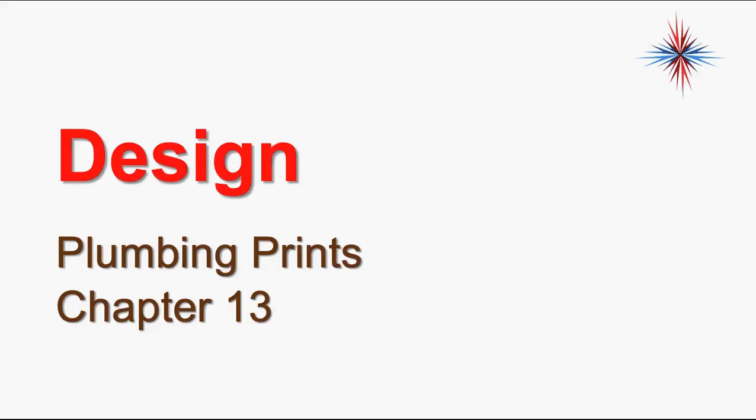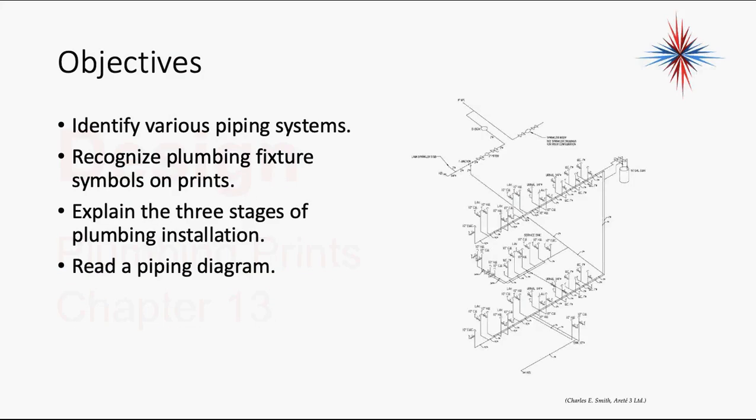Okay, so this goes along with chapter 13 in your book. Basically, what we want to be able to do is identify various piping systems. We want to recognize plumbing fixture symbols on prints. You're not going to want to put your furnace where there's supposed to be a restroom or something like that. You need to know where the piping goes.